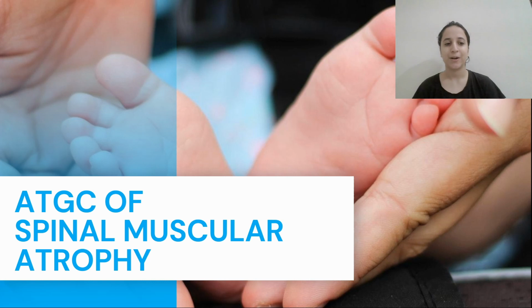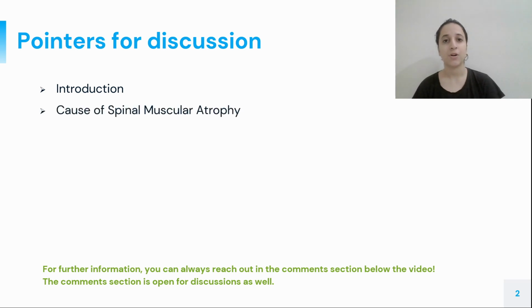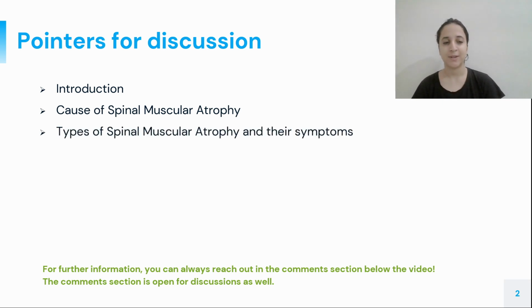Today we'll be talking about ATGC of Spinal Muscular Atrophy. Let's just quickly go through what all we'll be discussing in this video. We'll be starting off with an introduction to spinal muscular atrophy. We'll be talking about what is the cause of SMA, the spinal muscular atrophy. We'll be discussing its different types and their symptoms, inheritance of SMA, diagnosis, and its treatment.